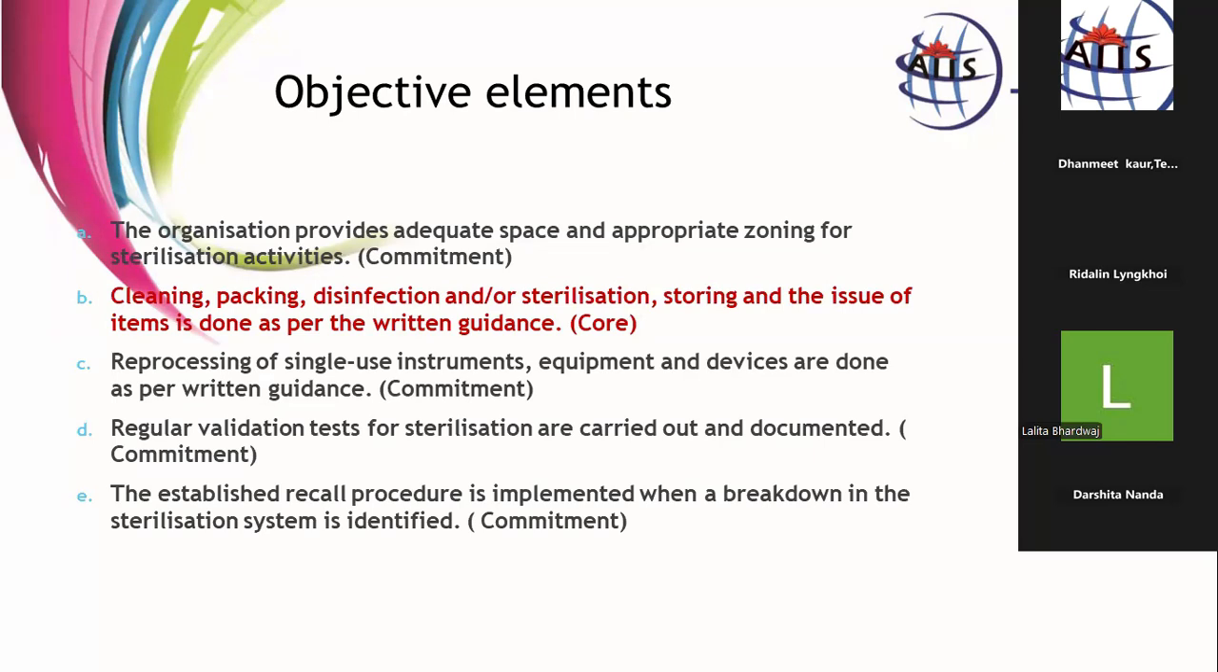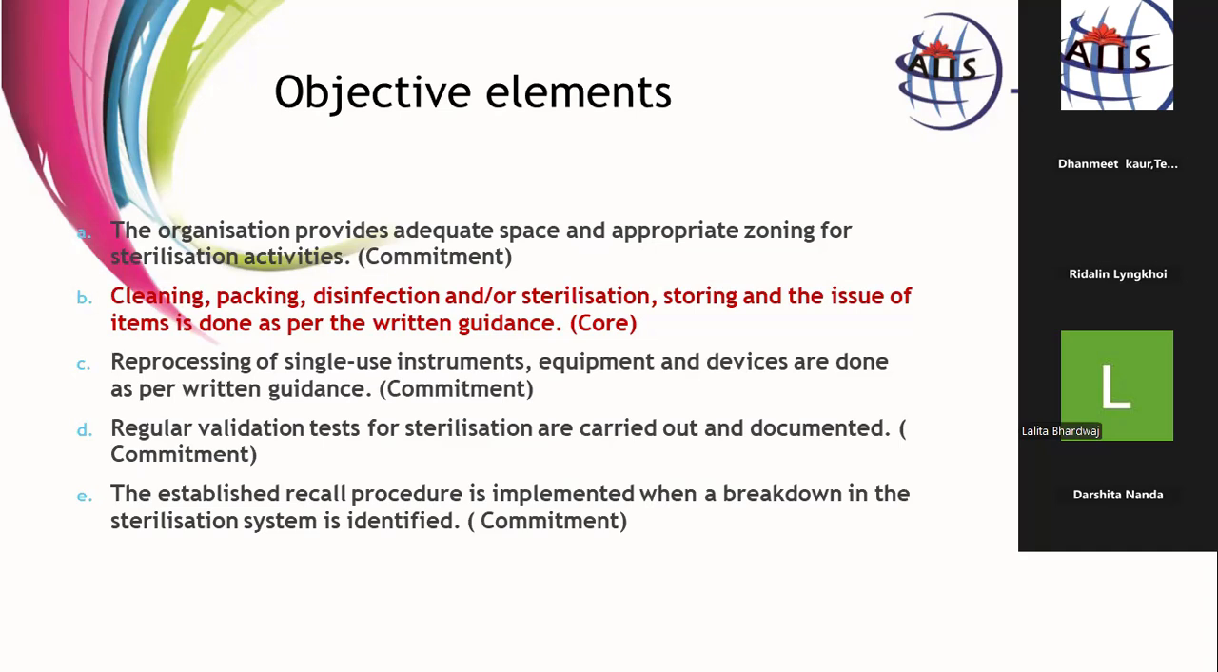This is also written in your manual, and which item you are using for how many times is also written in your manual, and your staff will do work accordingly. Regular validation test for the sterilization is carried out and documented. For this, in the CSSD department, we are using biological indicators and chemical indicators in the autoclave procedures, and these indicators will be documented in a particular register for reference.